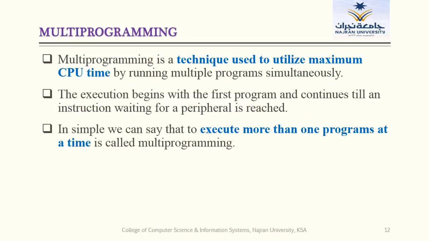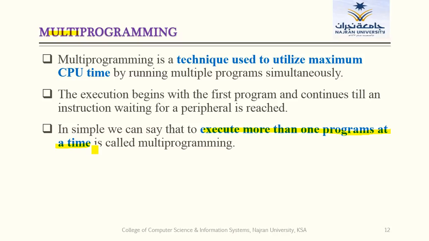Okay, so next our topic is multi-programming. Multi again means more than one program. So what is multi-programming? It is a technique which is used to utilize the maximum CPU time. We don't want our CPU to become idle. We don't want to give rest to our processor. So multi-programming is a technique to run multiple programs at the same time. That is, execute, as it is written, more than one program at a time, is called multi-programming.